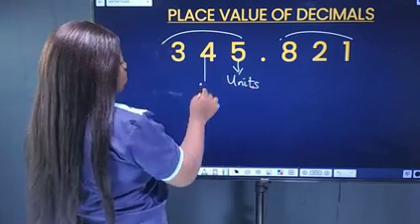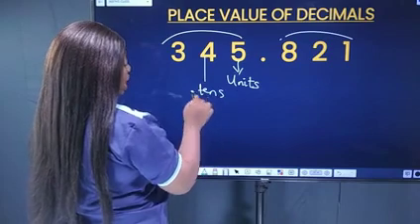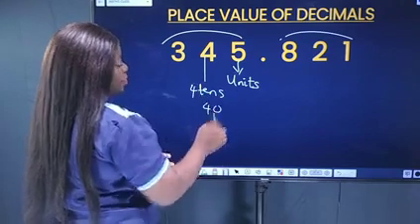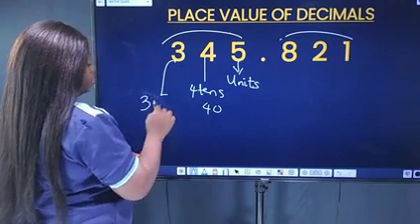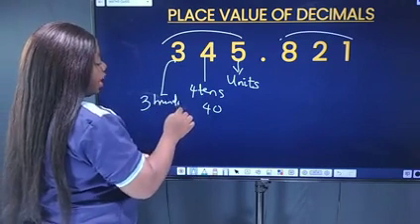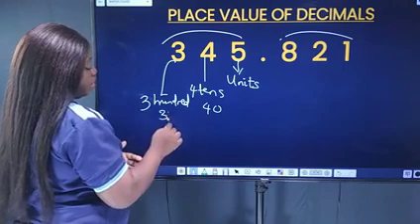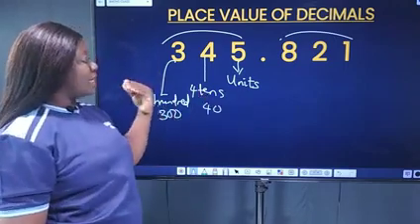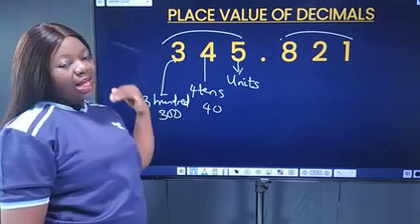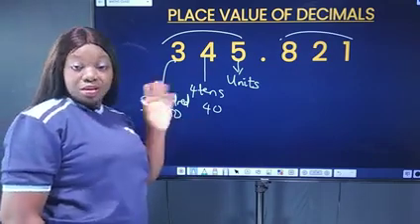The next one will be the tens. So this is 4 tens, also written as 40. And the next one will be the hundreds. So this is 3 hundreds, and another way to write 3 hundreds is 300. And it continues like that. After hundreds is thousands, ten thousands, hundred thousands, million.